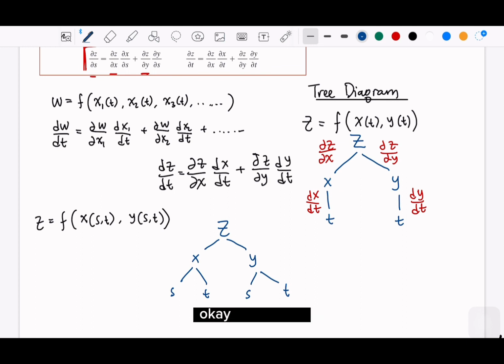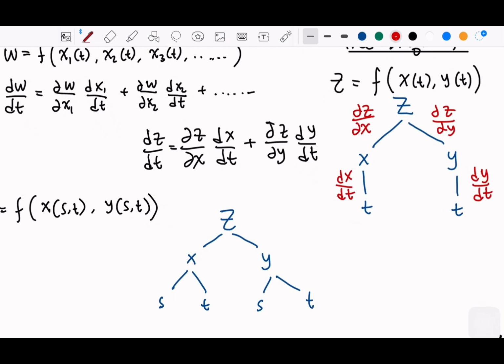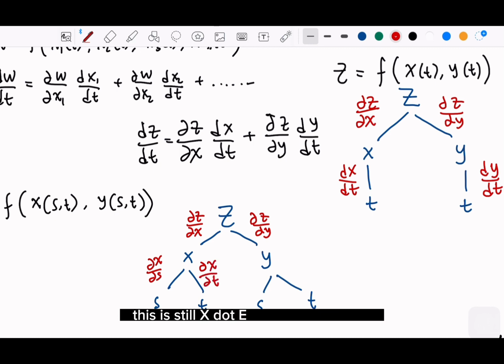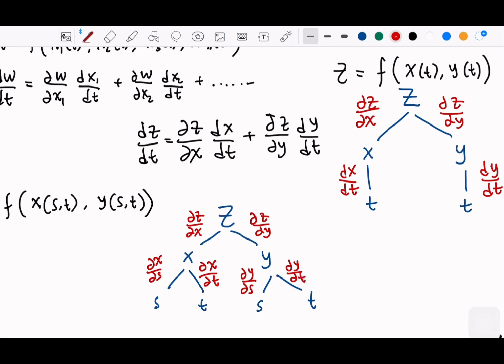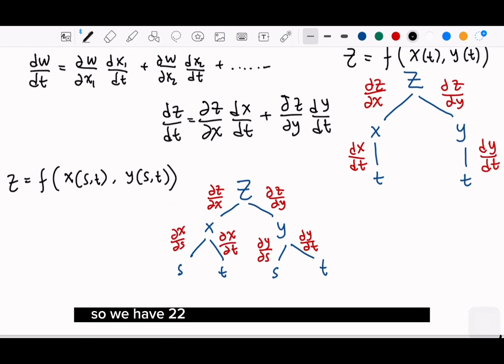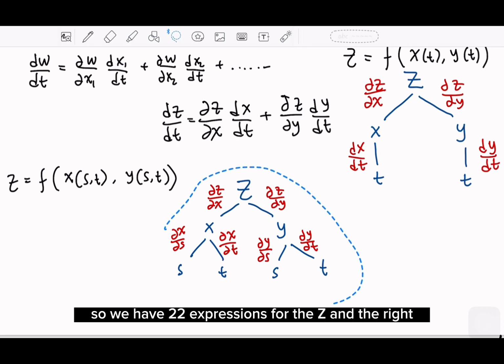Okay. So we take this one here, dou z dou x. This is dou z dou y. This is dou x dou s. This is dou x dou t. Dou y dou s. Dou y dou t. So we have two expressions for z. So we will write on the left here.